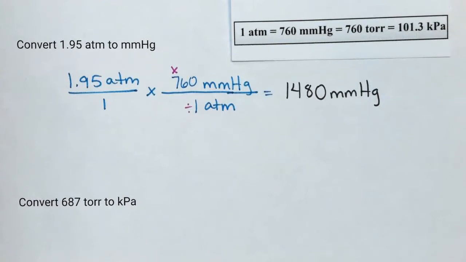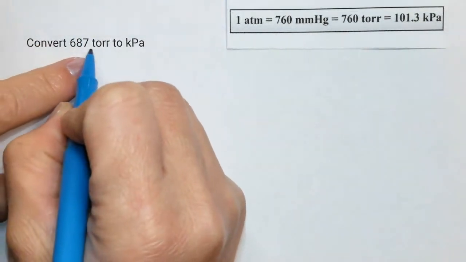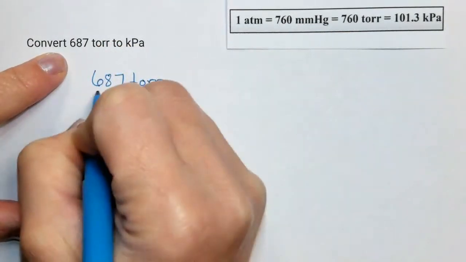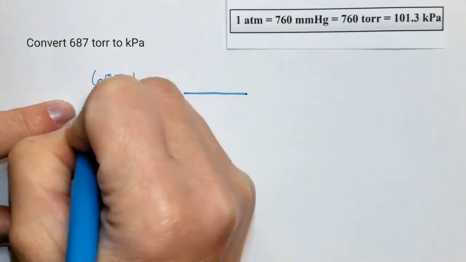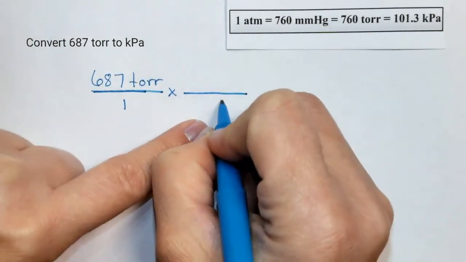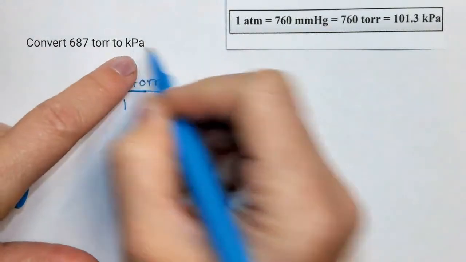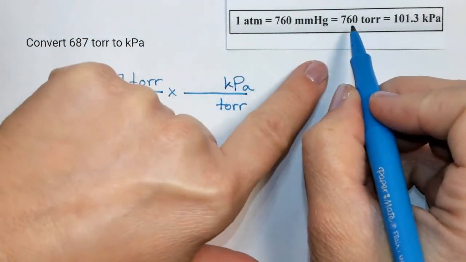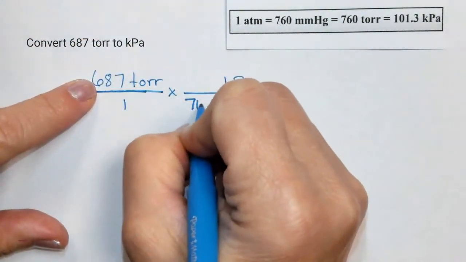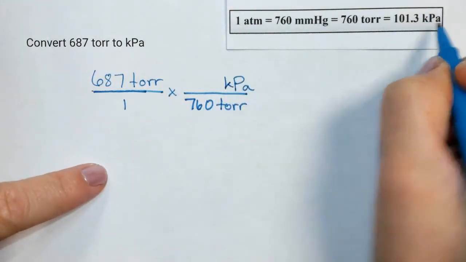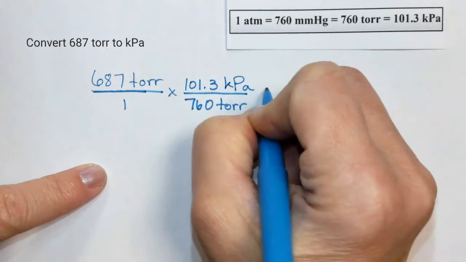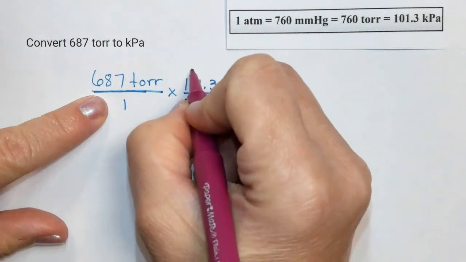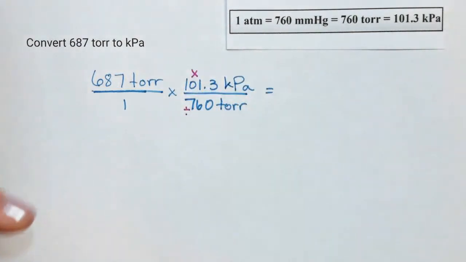Let's try one more example. Convert 687 torr to kilopascals. Take your given, 687 torr, put it over 1, times draw a line. Now I want to bring torr to the bottom so it will cancel. Put what I want on top, which is kilopascals. Now we'll come up here, and torr is 760, and kilopascals is 101.3. 101.3, and then equals. Now to type it in my calculator, it'll be 687 times 101.3 divided by 760.